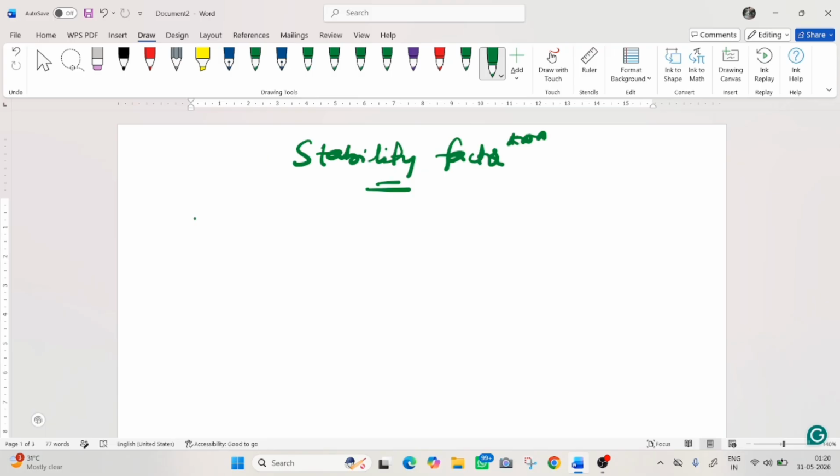But one thing is for sure. And sometimes they will ask you a combination of these two. Like they will ask you to find the stability factor for a particular biasing technique and then a numerical problem. So we'll see this one.